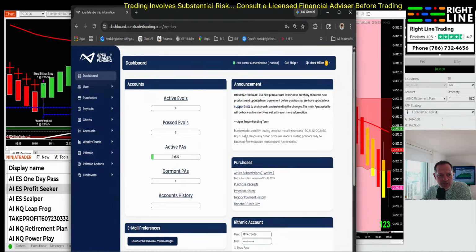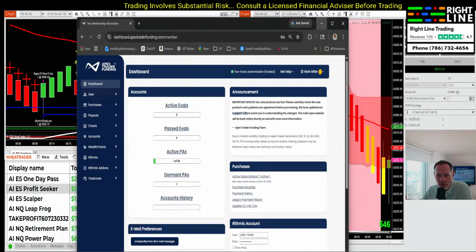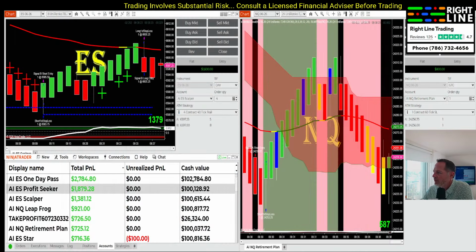So here's the interface for Apex Trader Funding, and you'll need this information right here, Mark. That's the Holy Grail. You can't get your data set up without it. So you'll need to log into your Apex Trader Funding dashboard and get that. So let me know in the chat if you're already that far. Are you that far, Mark?